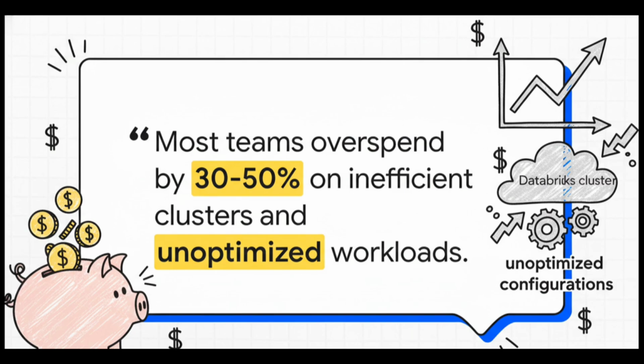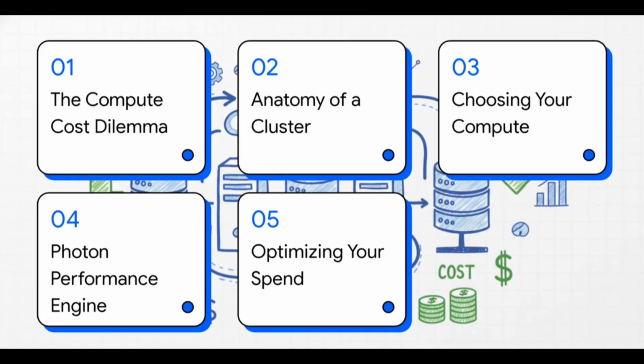perfectly. Databricks is an unbelievably powerful platform, but all that power comes with a price tag. And as you can see, a lot of teams end up overspending by a huge margin. We're talking 30 to 50%. And it's not because the platform is bad. It's just because of inefficient clusters and workloads that haven't been tuned. That is a ton of money just left on the table. But hey, don't worry. We've got a roadmap to turn all that confusion into confidence.